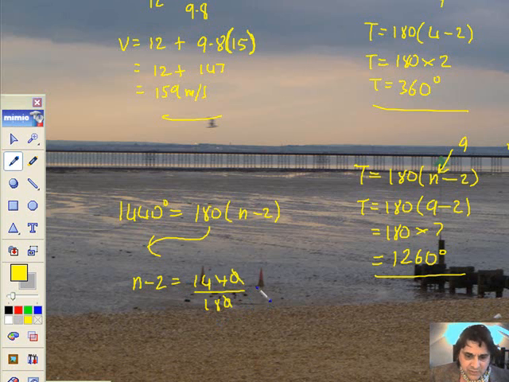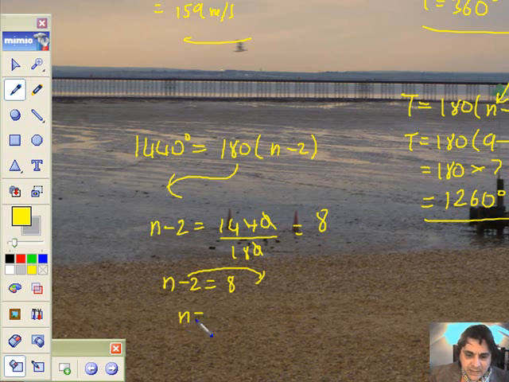May as well cancel some zeros and get something right. Right, 144 divided by 18 comes to 8. Great, lovely. So I've got n, take away 2 is 8. So take the minus 2 over and add. N equals 8 plus 2. Guess what? It's a 10-sided shape. Decagon.